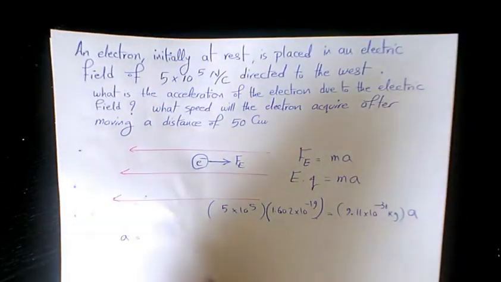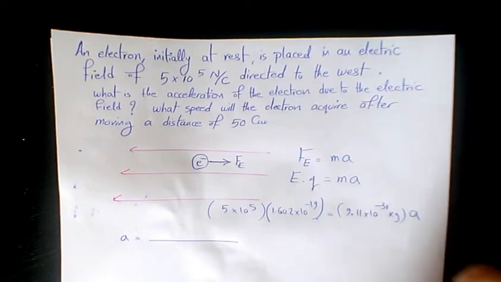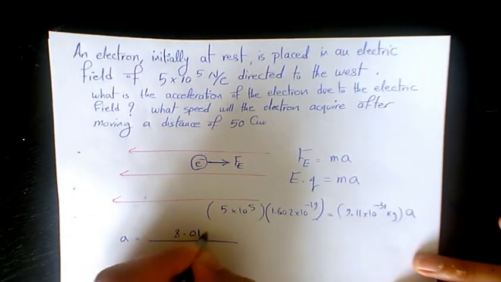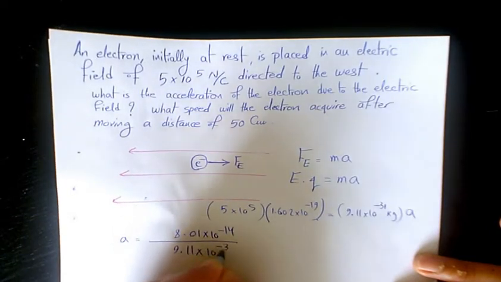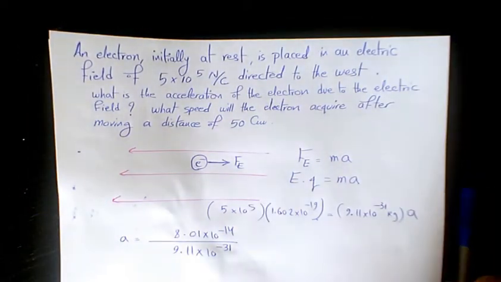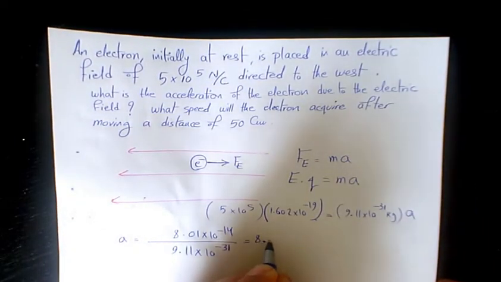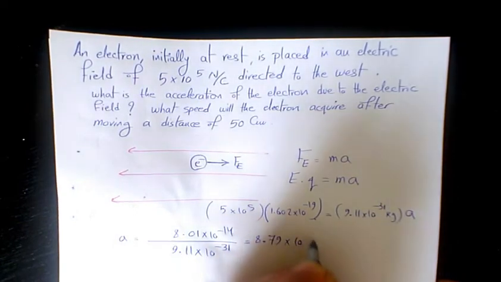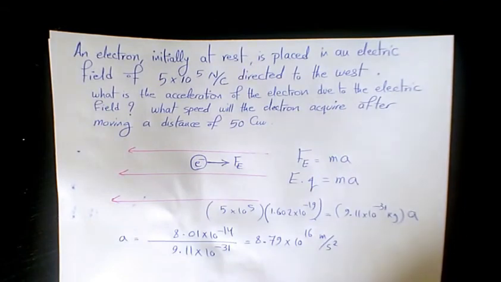So A will be 5 times 10 to the power of 5 times 1.602 times 10 to the power of negative 19. That's going to be 8.01 times 10 to the power of negative 14 divided by 9.11 times 10 to the power of negative 31. That's going to be 8.79 times 10 to the power of 16 meters per second squared. So that's going to be the acceleration.